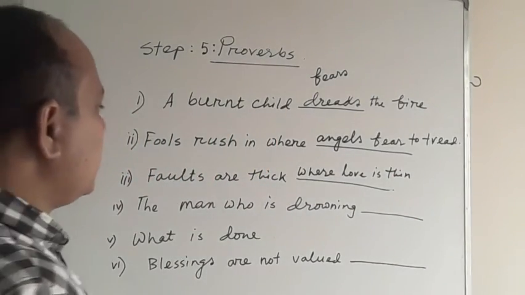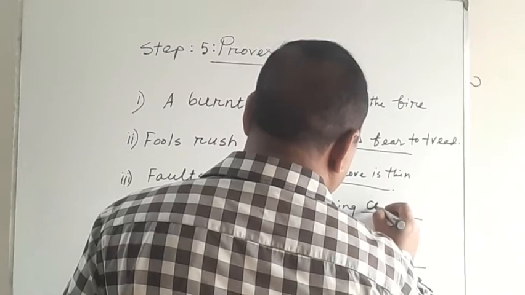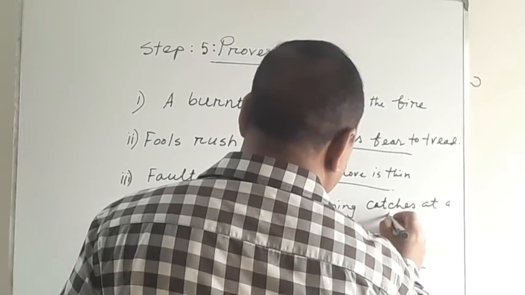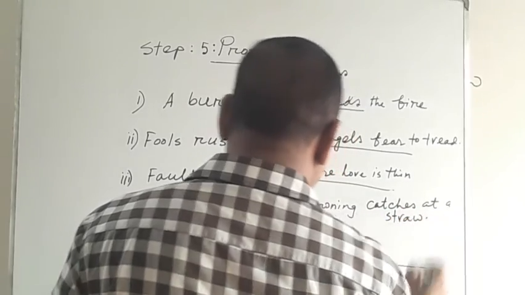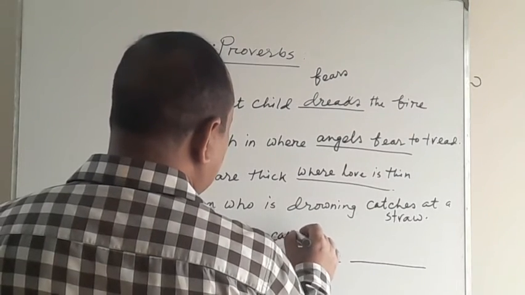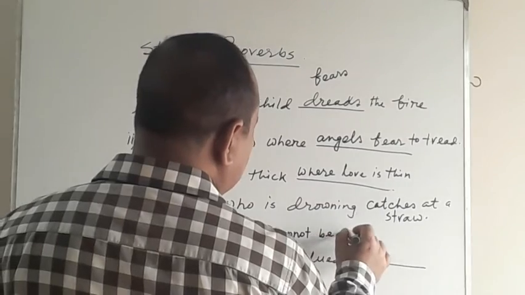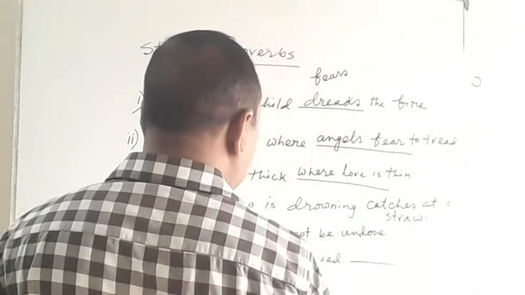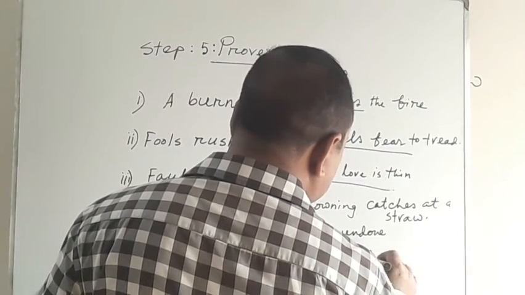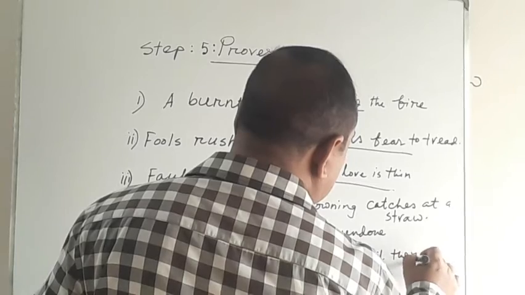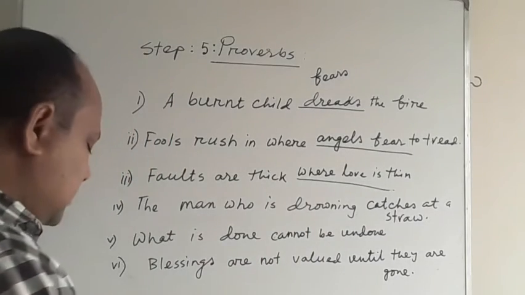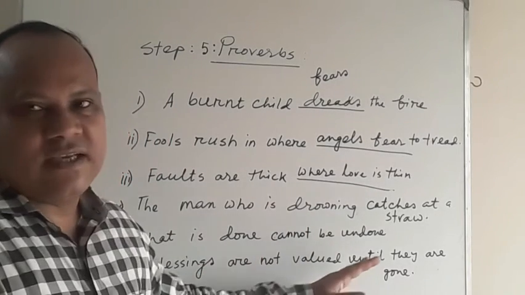So the man who is drowning, what does he do? Catches at a straw, S-T-R-A-W. What is done cannot be undone. And finally, blessings are not valued until they are gone. So these are the original texts you have to write. You are not allowed to change any of the forms.